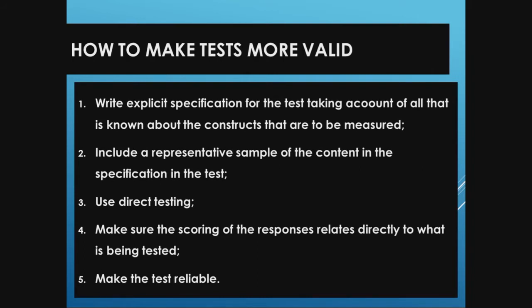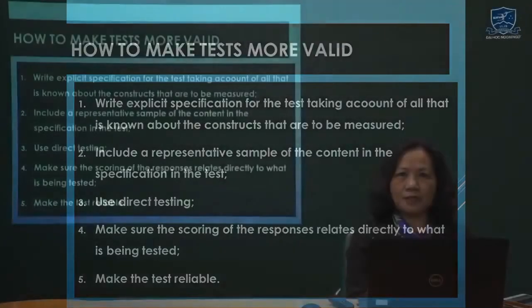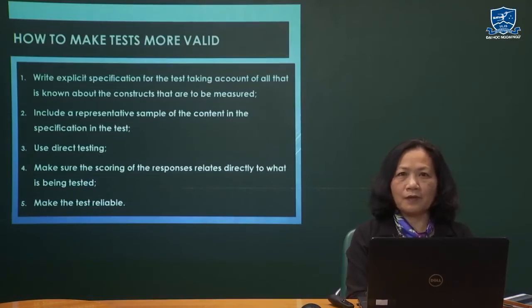And in order to make a test valid, we have to use direct testing. If you want to test a student's speaking ability, we don't use multiple choice, or dialogue completion in written form, but we have to ask the students to speak. It means we have to use a speaking test: we have an interview with them, ask them questions for them to answer, ask them to give a monologue or get them involved in dialogues or conversations, etc., so that we can measure directly the students' speaking ability.